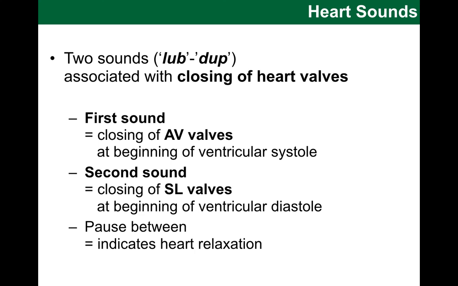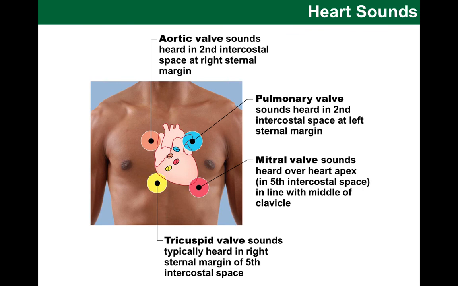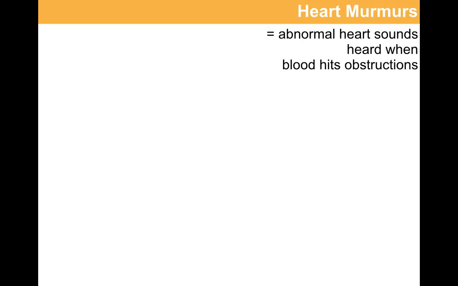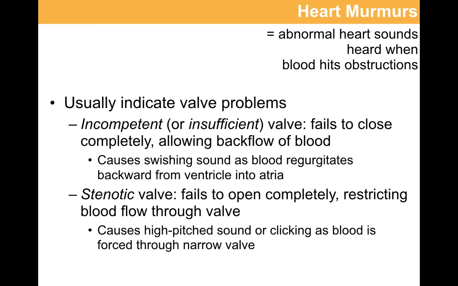You can listen to these sounds from different locations in order to gain more detailed information on different valves and how they function. And the clinical relevance of these is the abnormal heart sounds heard when the blood hits obstructions. These are, of course, heart murmurs. They usually indicate a valve problem, either failing to close, in which case a backflow is heard, or failing to open, in which case the flow is heard as being restricted.